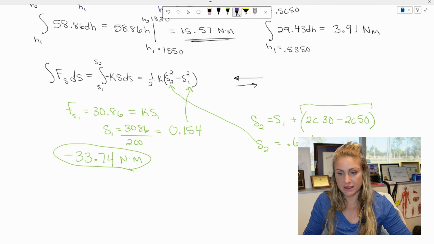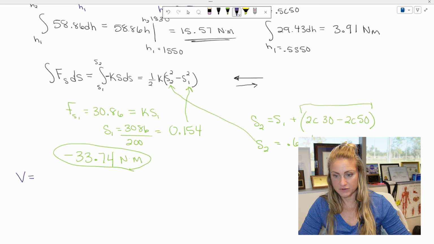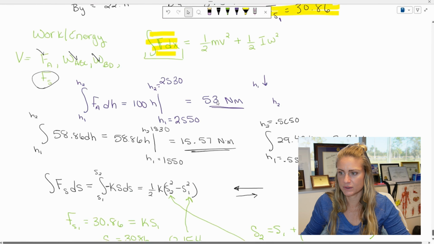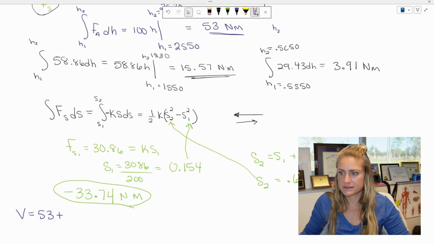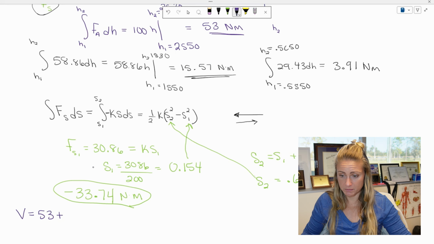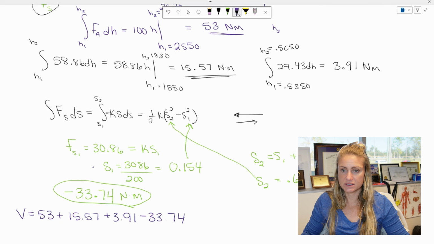Now, all of these that we just collected are only your potential energy. So your potential energy, your V, is going to equal 53, the first one we found was 53, right? Yep, 53, plus 15.57, plus 3.91, minus 33.74. This is just bookkeeping here. That is going to be the V.